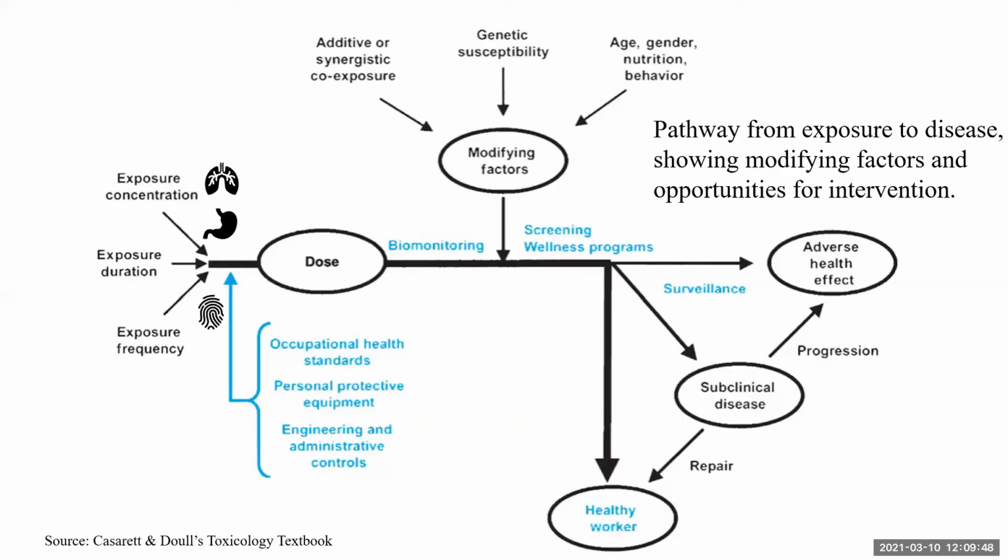Okay, so this busy slide just gives a schematic, a pathway from exposure over here. Here are our 3 routes of exposure, showing modifying factors within populations and individuals, and the opportunities for interventions and or controls. And over here, before it becomes a dose, we have occupational health standards or exposure standards, and some of the controls that I know you are all pretty aware of. But this is just to give a visual representation of this process.